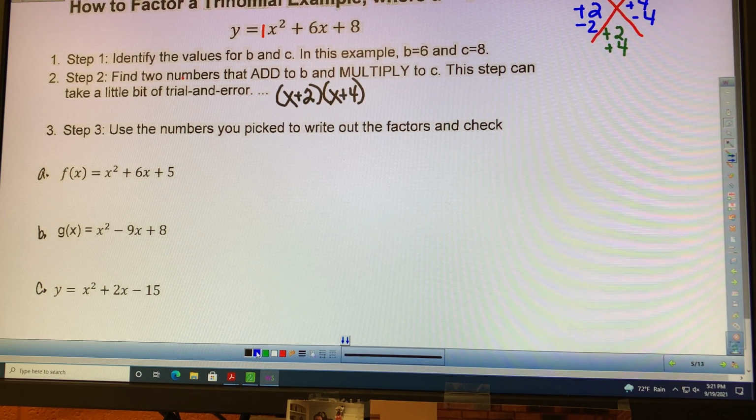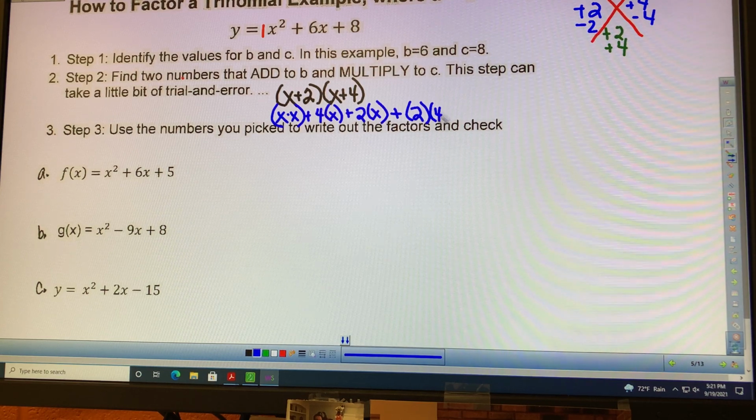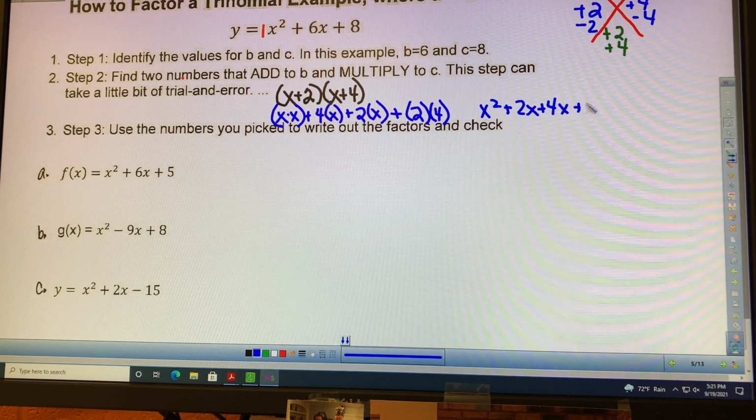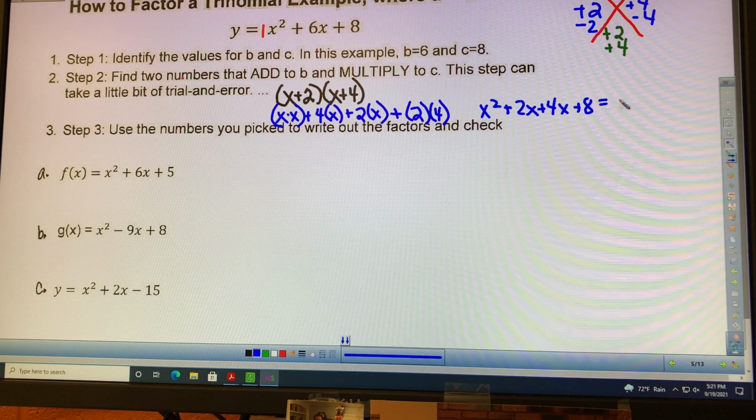We can verify this by saying x times x and 4 times x and 2 times x and 2 times 4. And we get x squared plus 2x plus 4x plus 8. And that gives me x squared plus 6x plus 8.